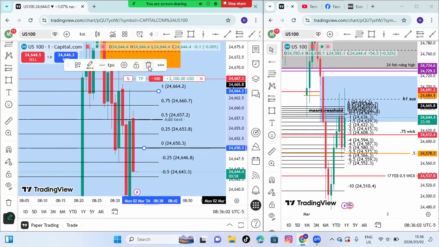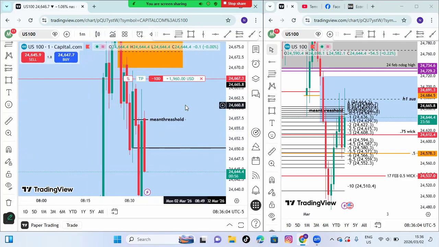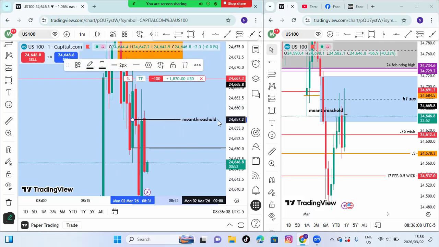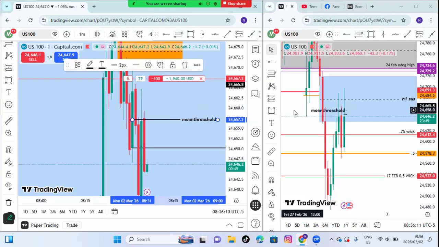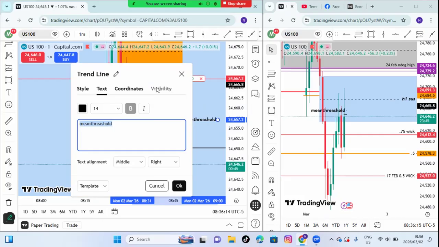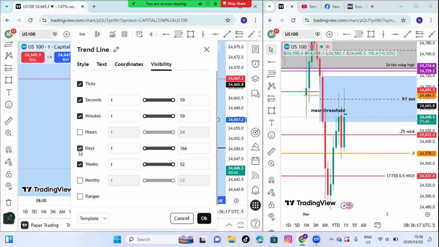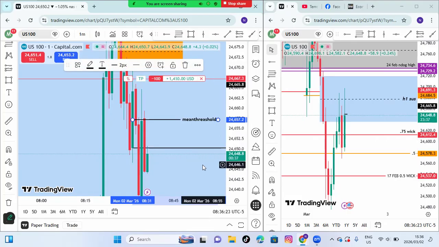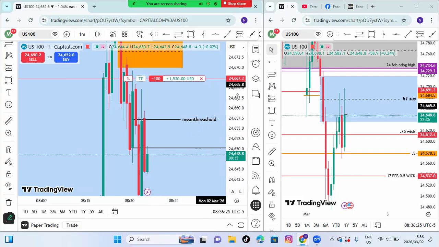So that's nice. Let's do that. Mean threshold held here. That's very nice. Okay, visibility, you're going to cut that so that we don't see it on the 1 hour there.